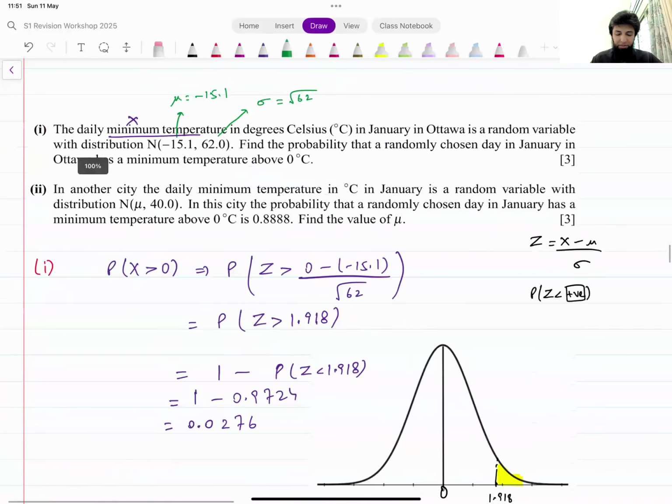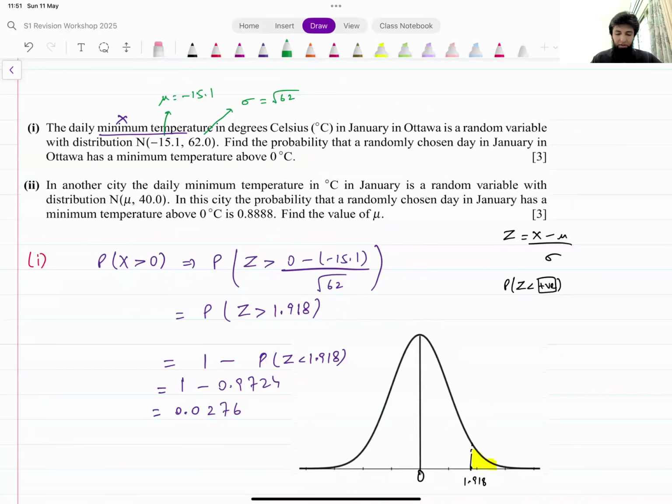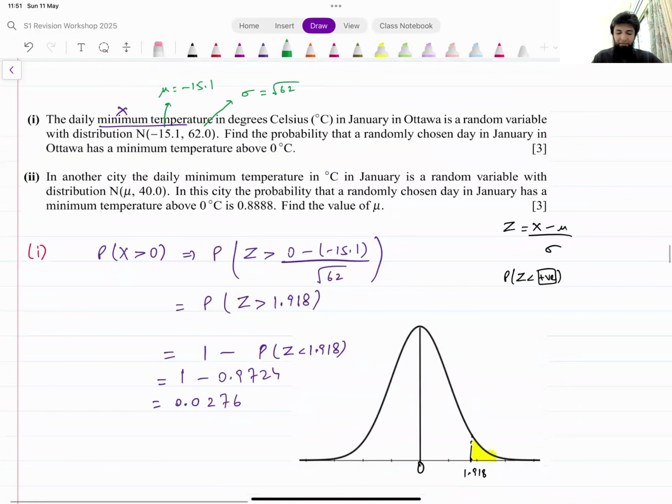Okay, let's have a look at some examples now. A few simpler ones, and then we'll look at the more difficult ones. Let's say we've got daily minimum temperatures in degrees in a particular city, and we've got the normal distribution such that the mean of that distribution is minus 15.1, and the variance is 62. Standard deviation would be square root of 62. We have to find the probability that a randomly chosen day in January in Ottawa has a minimum temperature above 0 degrees Celsius.